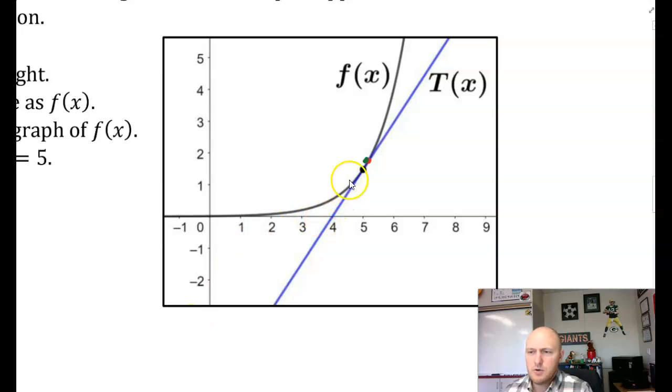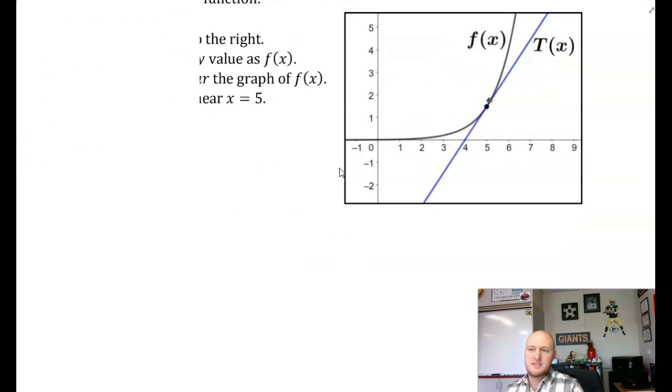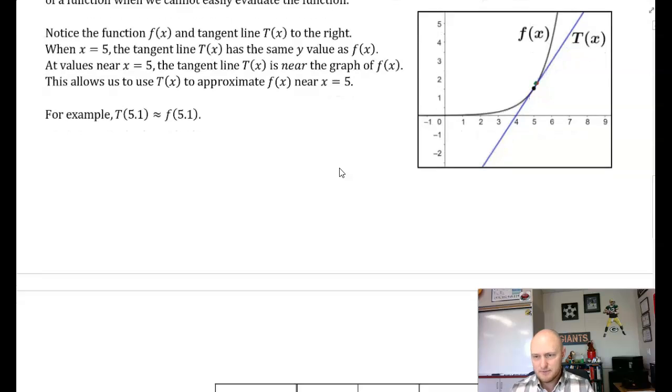Now, we'll get into ideas later on, I believe in the next unit, about whether this value is an underestimation or an overestimation. That has to do with the curvature of the function. But here you can see t of x is underneath f of x. So in this case, our approximation from t of x would be an underrepresentation of f of x. Again, that's a little sneak peek, more on that to come in upcoming lessons.